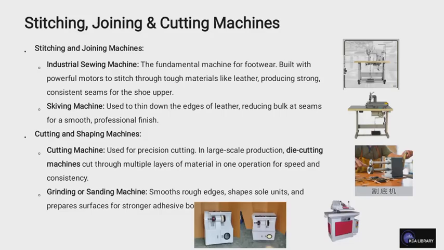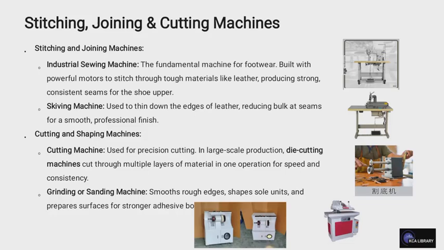Looking at the aspect of stitching, joining, and cutting material. For stitching and joining, we have machines which include the industrial sewing machine and the skiving machine. The industrial sewing machine is a fundamental machine for footwear, and it is built with a powerful motor to stitch through tough materials like leather, producing strong, consistent seams for the shoe upper. And the skiving machine is used to thin down the edges of leather, reducing bulk and seams for a smooth professional finish.